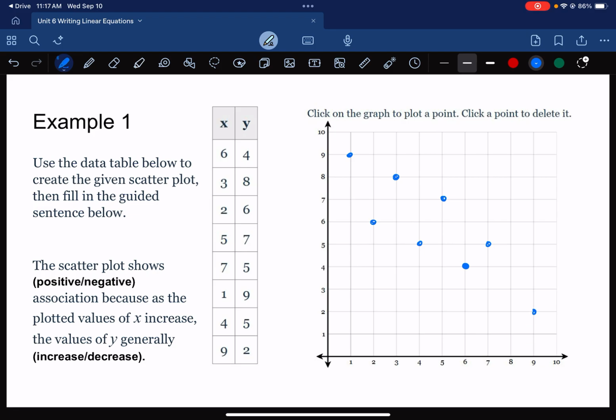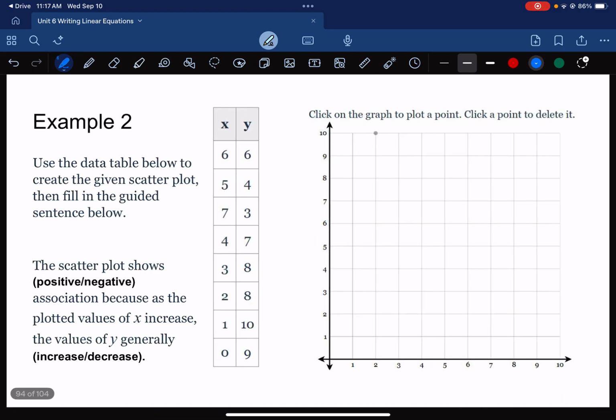So the scatter plot shows positive or negative association. Well, I would say that it looks like the values are going down as we go left to right, so that would be a negative association because as the values of x increase, the values of y generally decrease. So as x goes up, y is going down, and that gives us a negative correlation. Okay, so give this one a try there. Stop the video and come back and check.